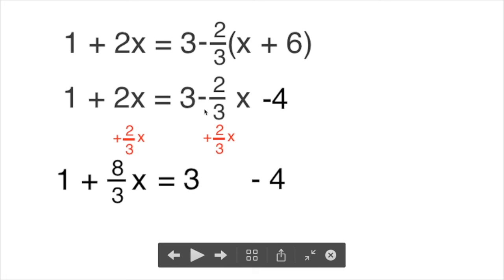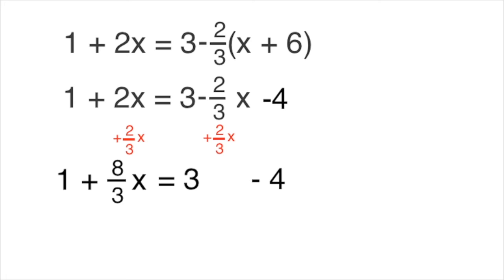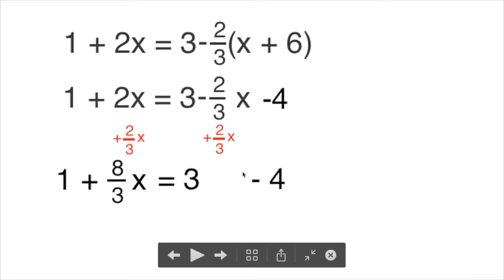Then on this side of the equation, these two numbers canceled out. Cancel each other out. You add and you subtract the same amount, you get 0, you cancel out. They're no longer there. So everything else is still there. 3 is there, -4 is there, and that's what our equation looks like. Well, 3 minus 4, we can combine those terms too. 3 minus 4 is -1. So now our equation becomes 1 plus 8 over 3x equals -1.